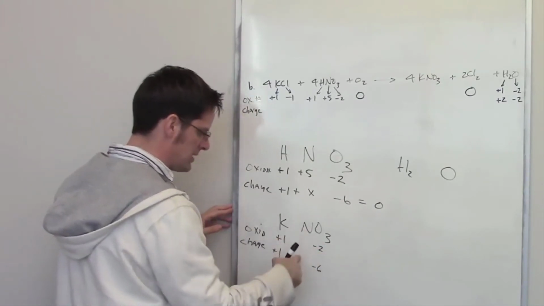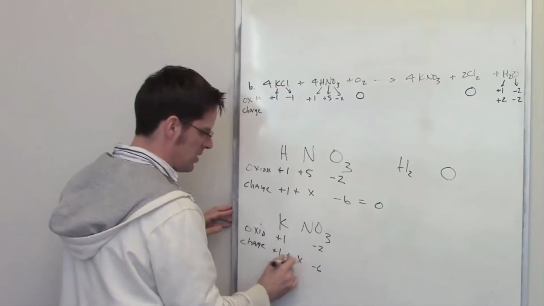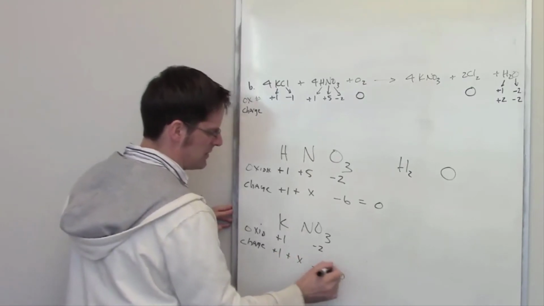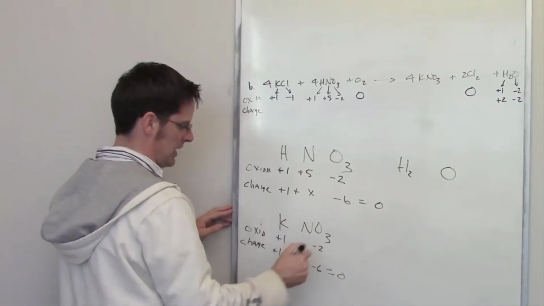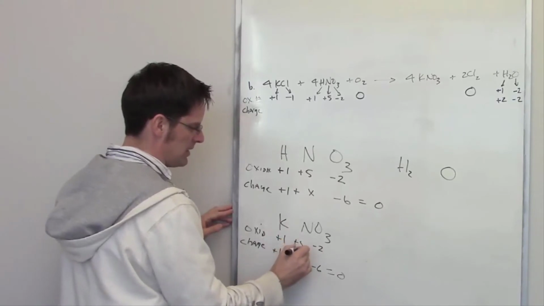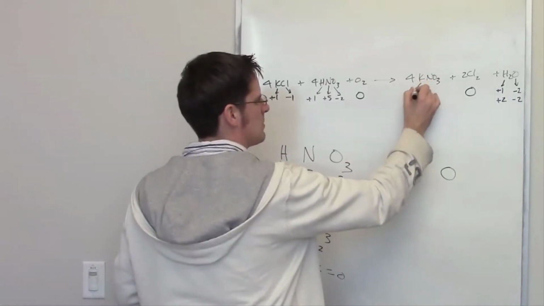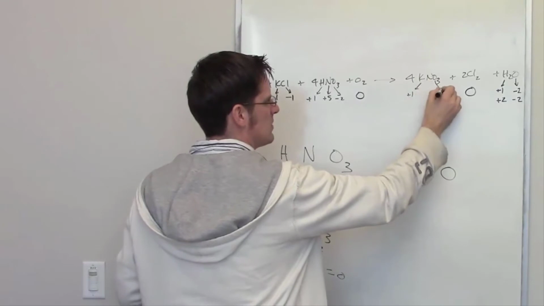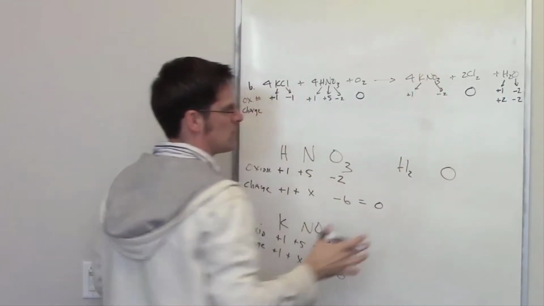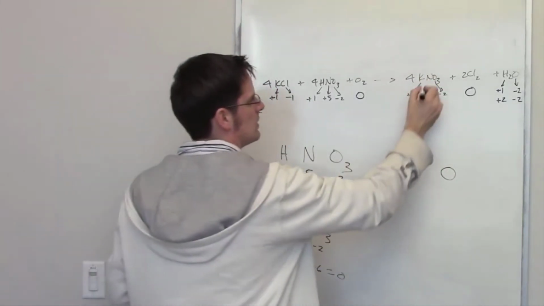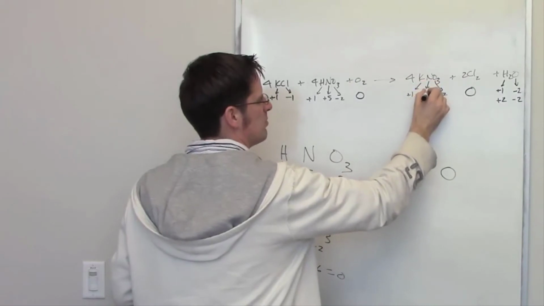So nitrogen, once again, has to have some value that when added to these comes out to be 0, because 0 is the overall charge for KNO3. That also comes out to be +5. So here I've got potassium with an oxidation number of +1, each of these oxygen atoms with an oxidation number of -2, and this nitrogen with oxidation number of +5.